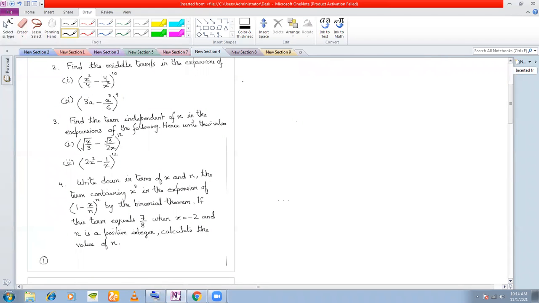Part 2. Given expression is (2x² − 1/x)^12. So here n is equal to 12. We know this, right? We have to find the term which is independent of x.